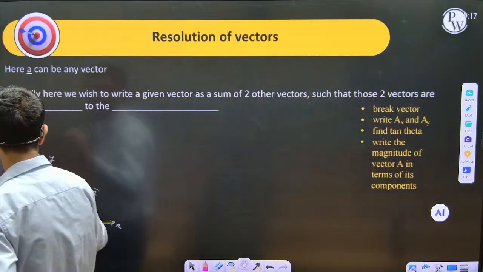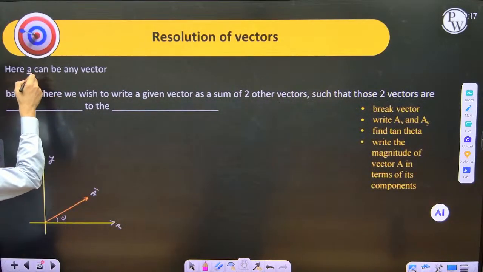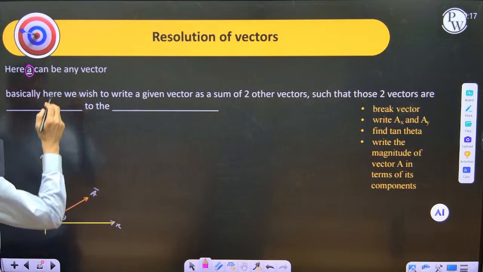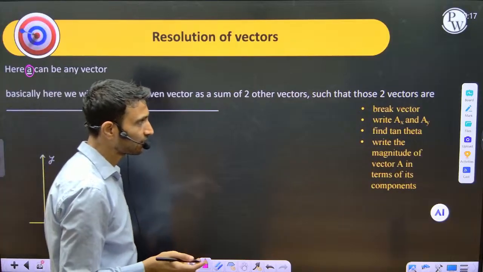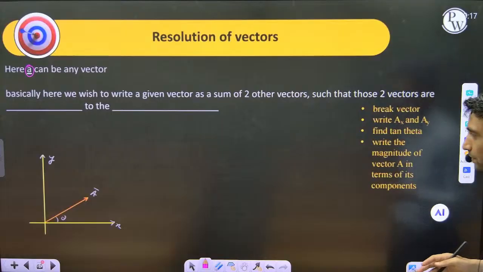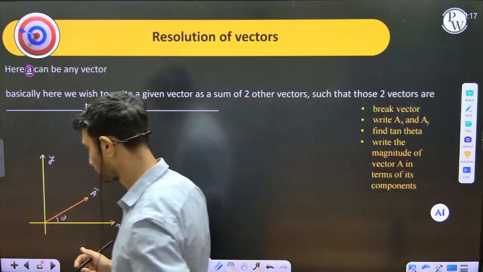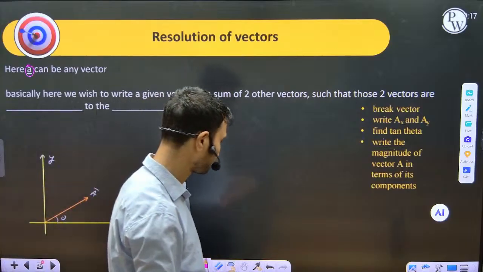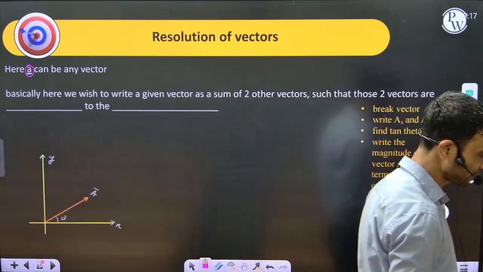So what is the heading here? Resolution of vectors. And here what we are going to do is we have this A vector which we are going to break down into two parts. And we are going to break it down along which direction? Along x direction and y direction. Right? So let's see how to do that.